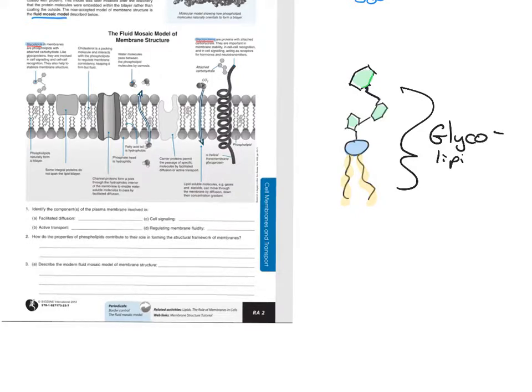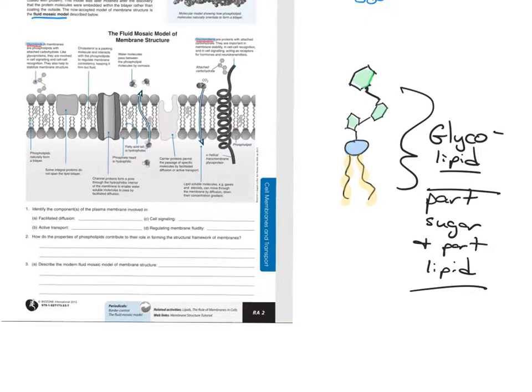So it's half, right? Or I shouldn't call it half. It's part sugar and part lipid, right? Glycolipid. What's interesting about a glycolipid is that this is what identifies your blood type.